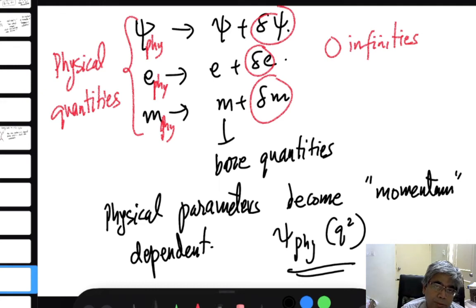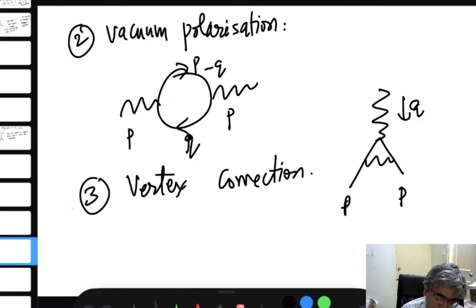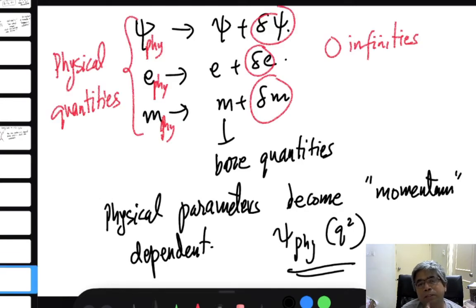So QED is a renormalizable theory, so you can test it at all orders in perturbation theory. Now this entire thing of renormalizability looks like some sort of redefining all your parameters. So you say that this psi, I redefine it as psi plus delta psi, and E as E plus delta E, and M as M plus delta M, so that the infinity goes away from your Lagrangian, and it gives you psi physical, E physical, and M physical. That's what you're doing essentially.